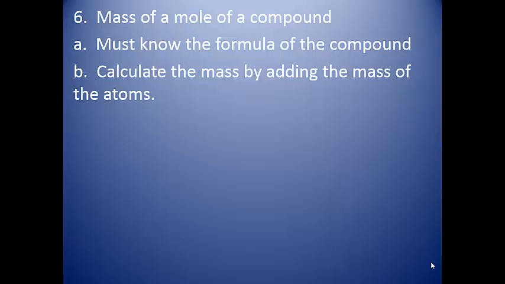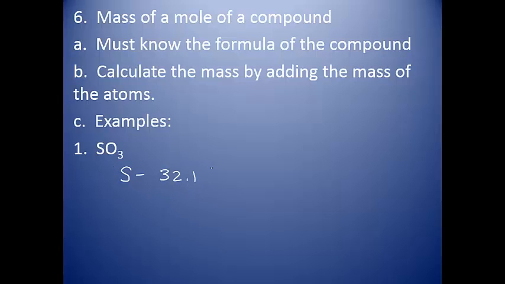So let's do an example. We're going to do a few together, and then you'll have one that you'll need to work out on your own. We have SO3. This would be sulfur trioxide, and if we're trying to do the molar mass, we need to know the mass of each element, and then we're going to add them all up. So for sulfur, we need to look at our periodic table. We have 32.066. That's going to round to 32.1.